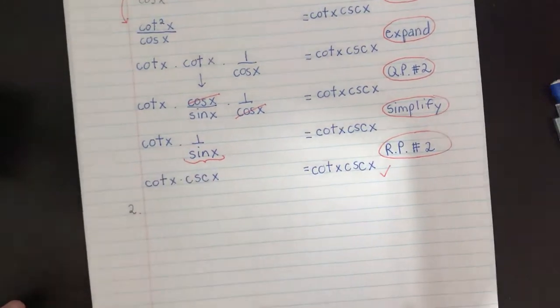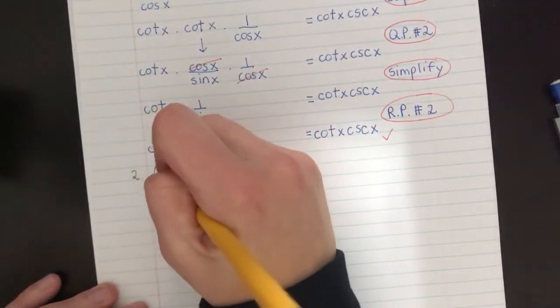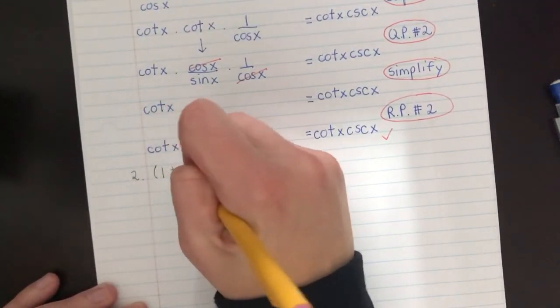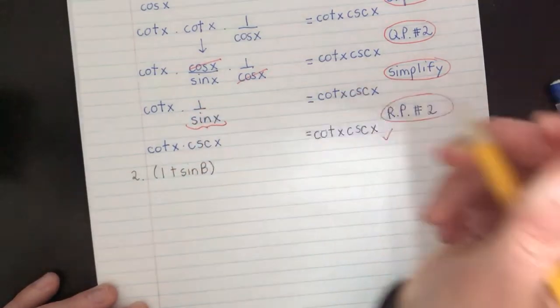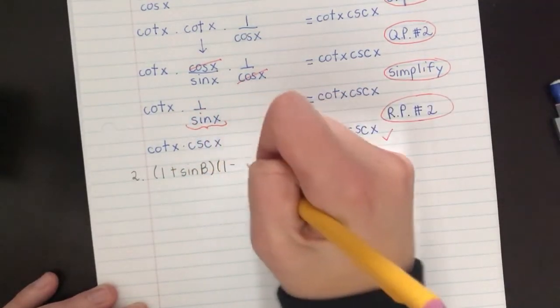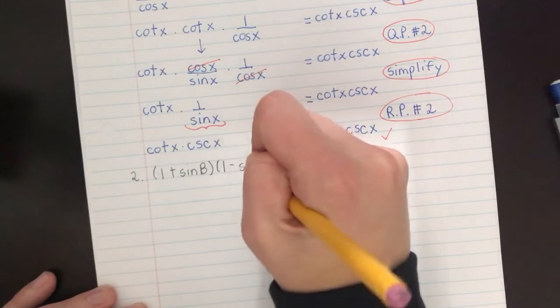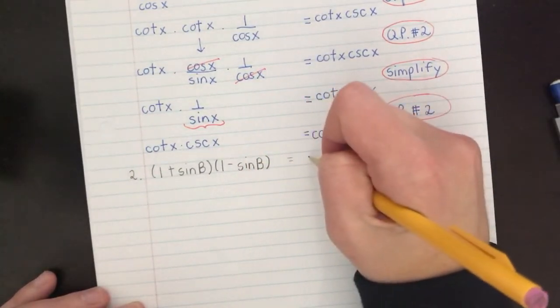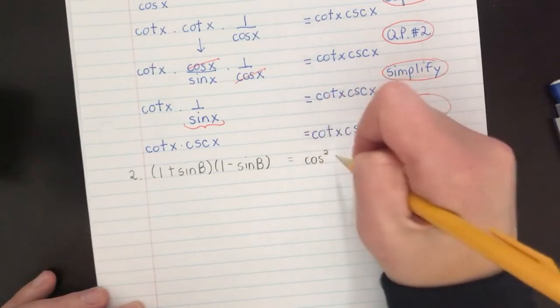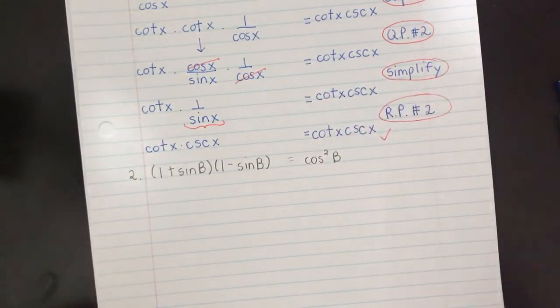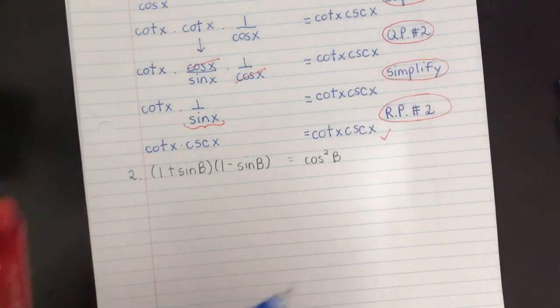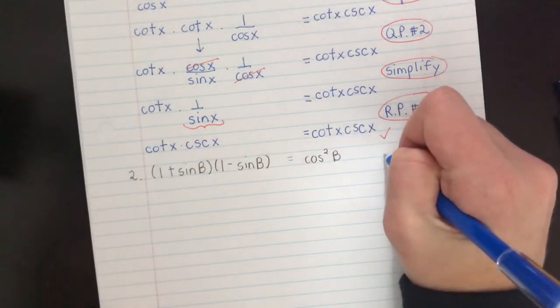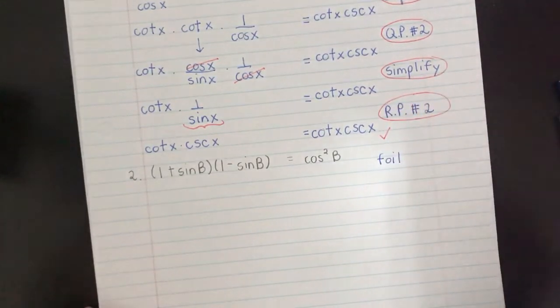Then let's try another problem, number 2. So 1 plus sine of b times 1 minus sine of b should equal cosine squared of b. Your first step as you look at that is let's FOIL. Let's FOIL and see what that gets us.